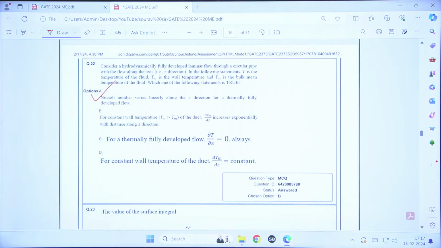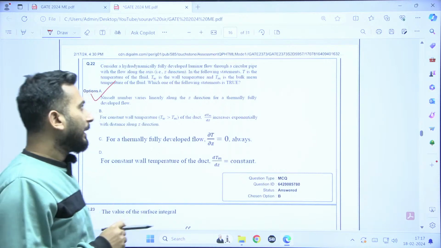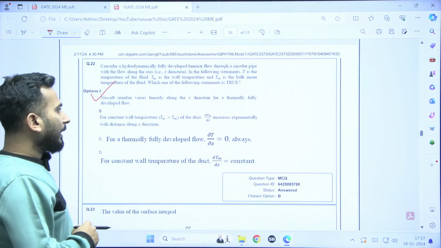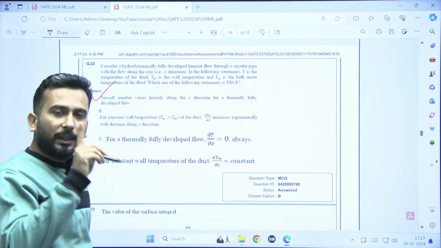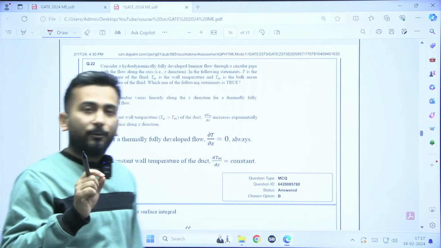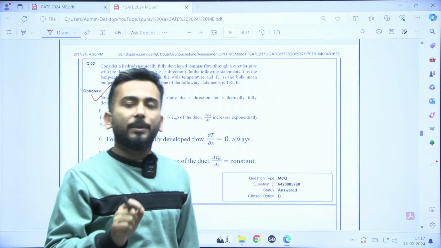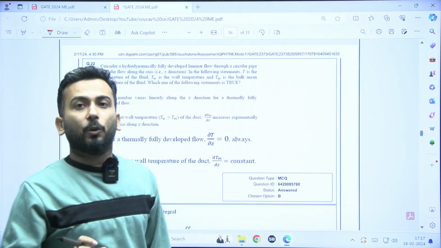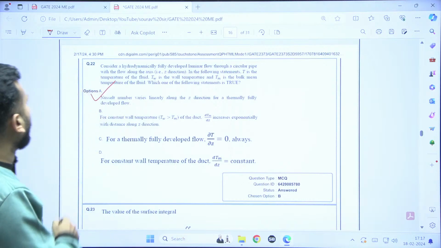Nusselt number varies linearly along the z direction. Out of these, if I have to select only one, that would have been option A. Still, I strongly feel that this can be a case of MTA, that is marks to all, but let's see what they decide. Okay.